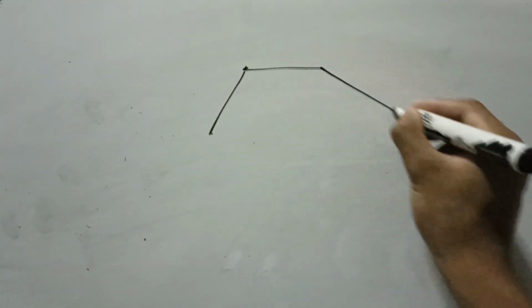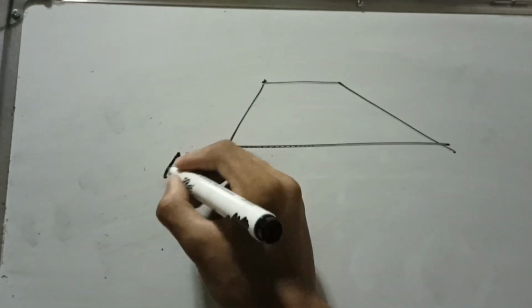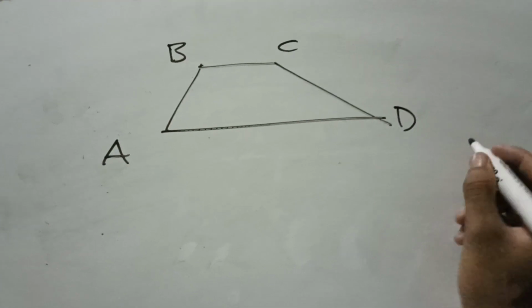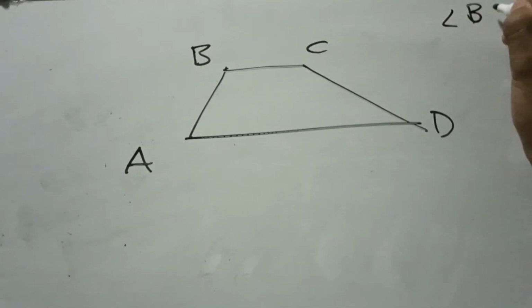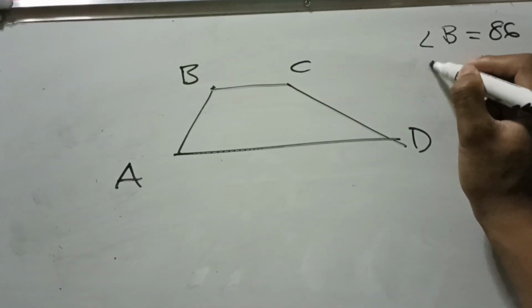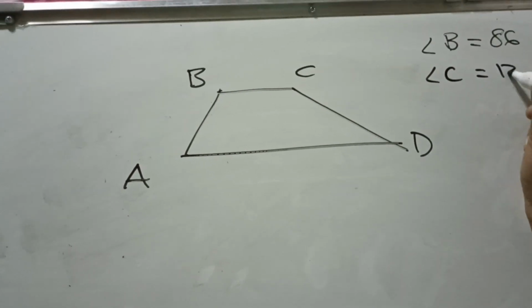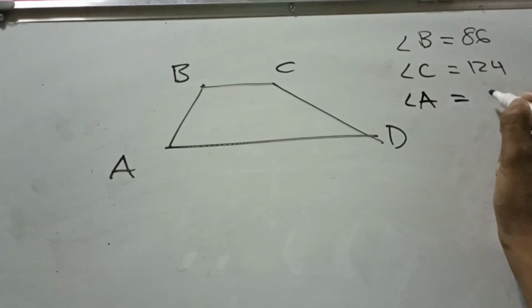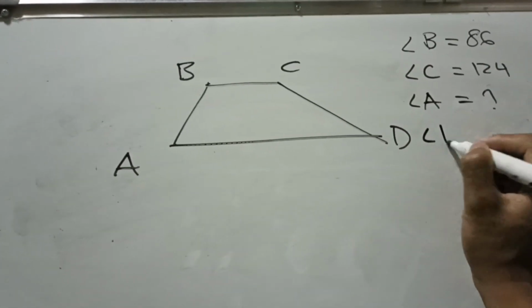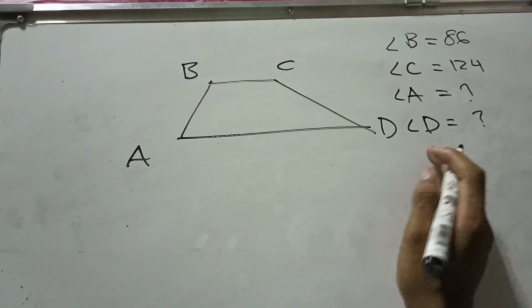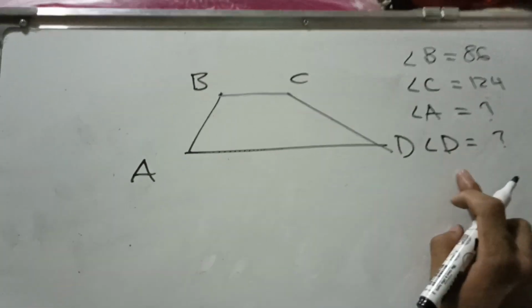Now let us practice. In this trapezoid, A, B, C, and D, angle B is equal to 86. Angle C is equal to 124. And angle A is unknown, and angle D is unknown. Those angles, we will be finding. In this problem, we will be solving for A and D.